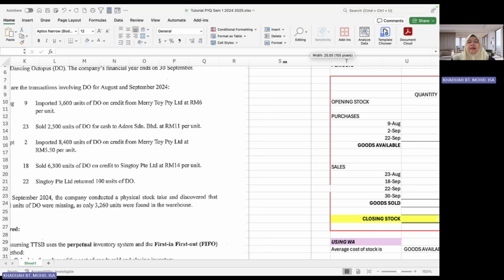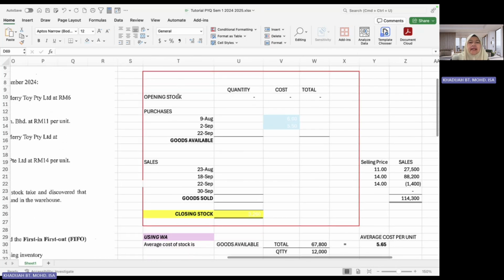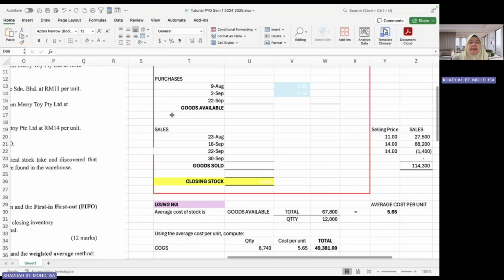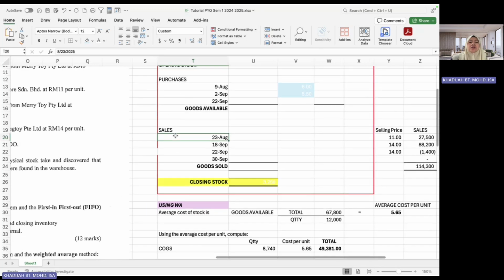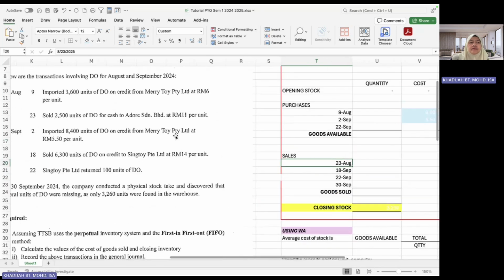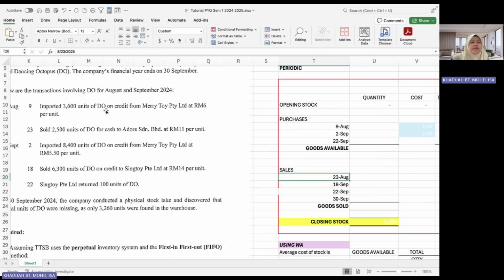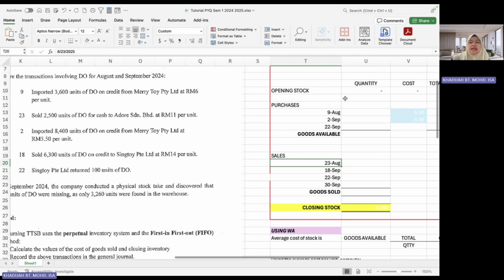So for example, here I have prepared the table where I have my opening stock, my purchases and then my sales here. So let's go into this. For example, on August 9, you import 3,600 units of toys, and the cost is 6 ringgit per unit. So you plug in that information.